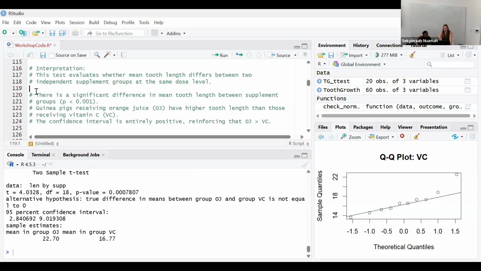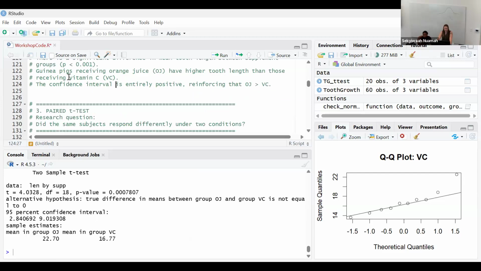Well, from the box plot, we would guess yes. But now we have a t-test that tells us that it is statistically significant. So instead of guessing yes, it's definitely yes. There is a significant difference in mean tooth length between supplement groups because the p-value is very low. And like we saw earlier as well, guinea pigs receiving the orange juice have higher tooth length than those receiving vitamin C.